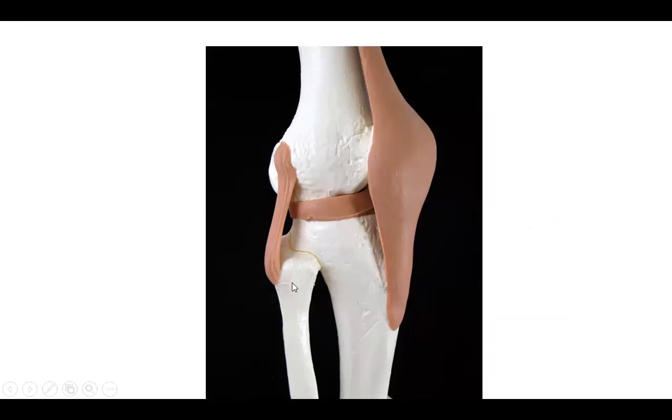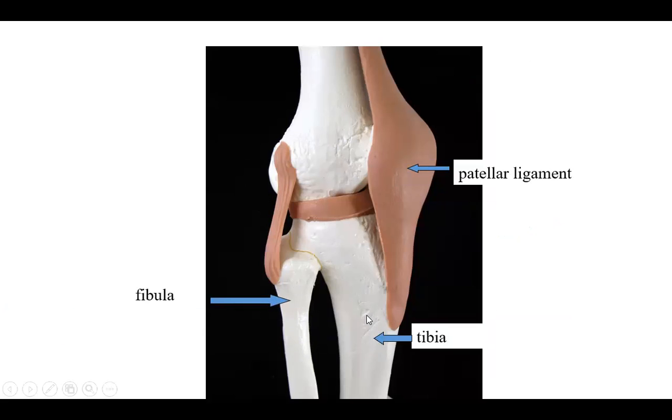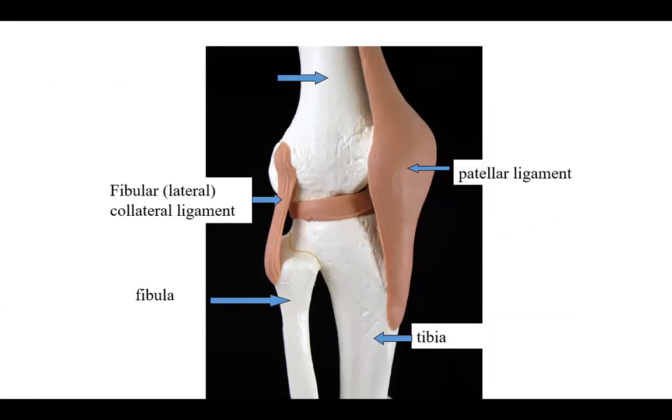There's our femur, there's our fibula, there's our tibia, there's the patellar ligament, there's the tibia, there's the fibula, there is the lateral collateral ligament right there. There's the femur. And of course, this is the lateral meniscus right here.